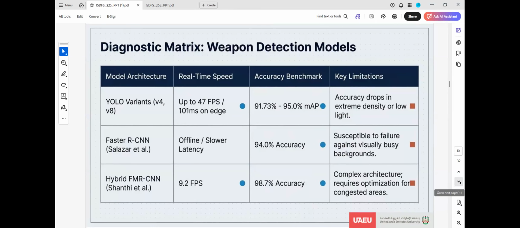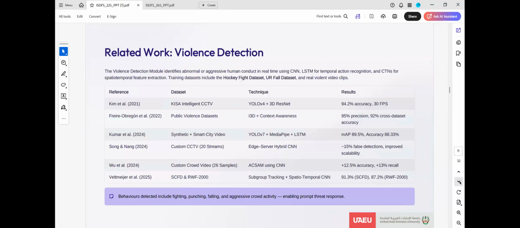So we have to avoid this kind of low light environments and other things we have to improve. So why do we move to YOLO? YOLO works for the detection, and that's why we use CNN for the classification, the weapon detection. So that's why we have implemented this.